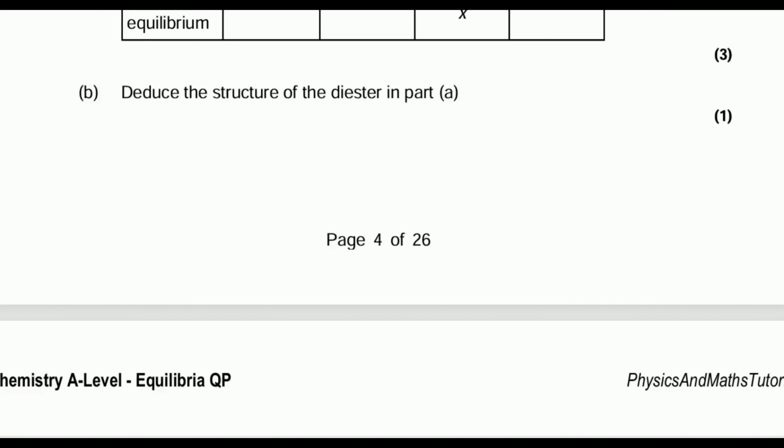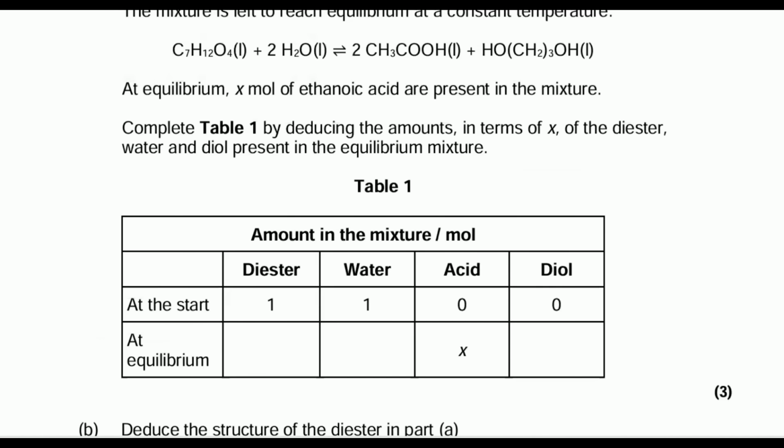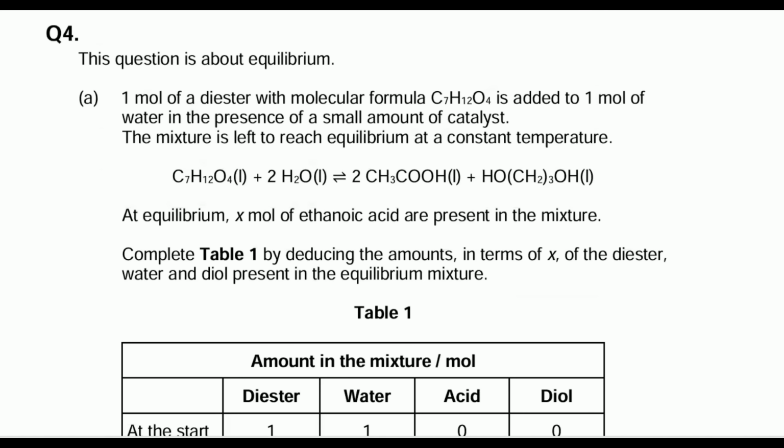So next part of the question is deduce the structure of the diester. Now, the diester had the formula given to us in part A of the question, and the formula was like C7, what was it? H12O4. Let me have a quick look. Well, you've got to count it up and make sure that it equals the molecular formula that they gave us. And you can draw the skeletal formula in any format you want. It's totally cool. Let's have a look. C7H12O4. So that is the formula of the diester.